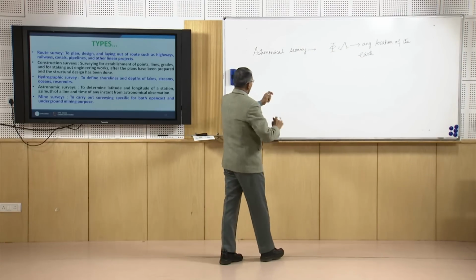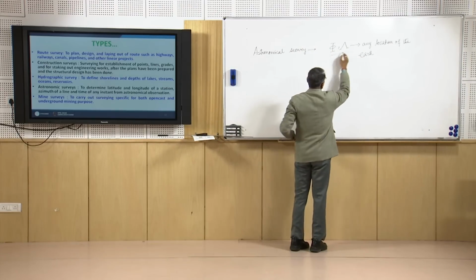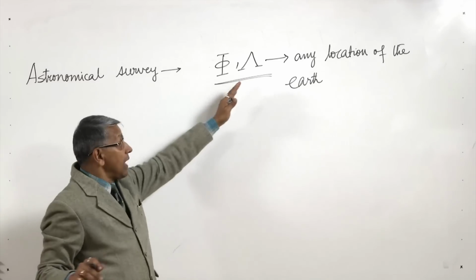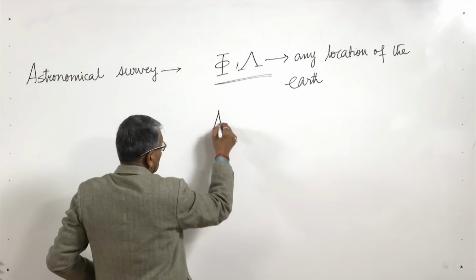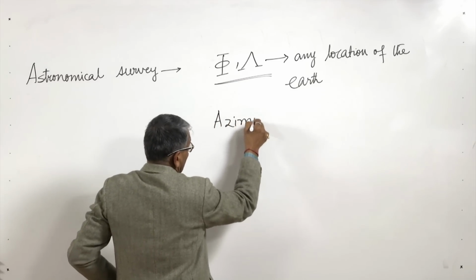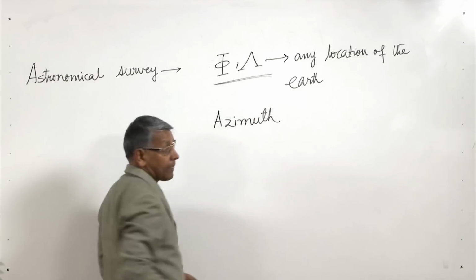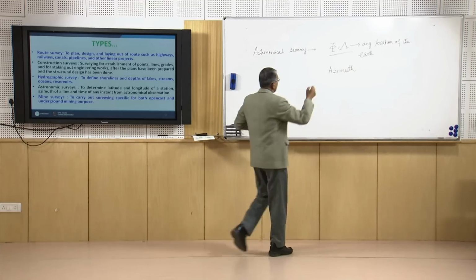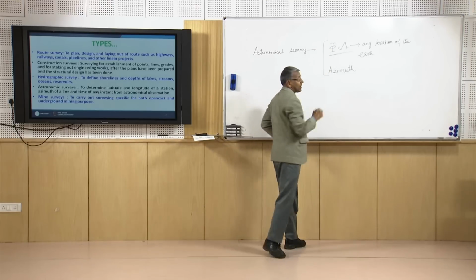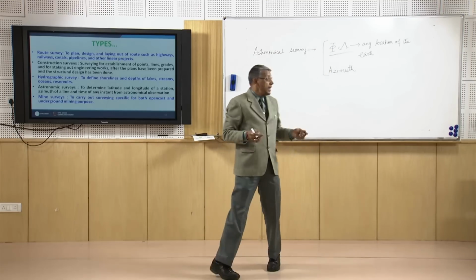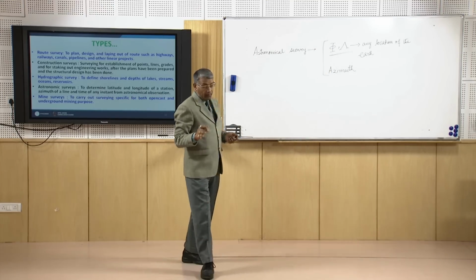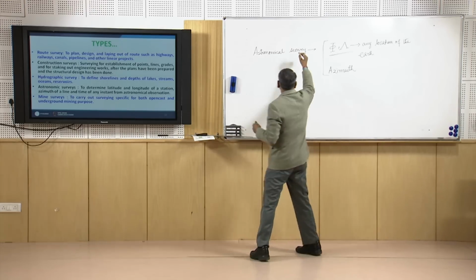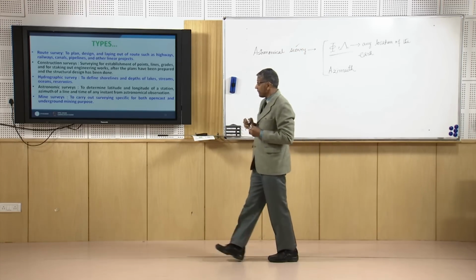So astronomical survey is primarily for astronomical latitude and longitude, as well as to get the azimuth of a line. Of course, nowadays after the advent of GPS it has become of low preference, but for many other works astronomical survey is still important.